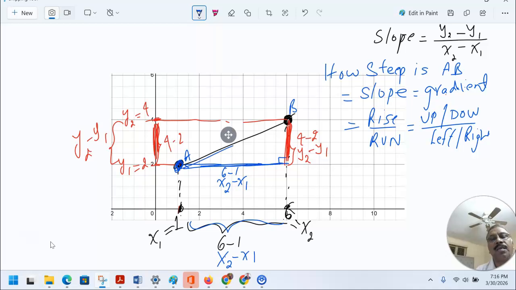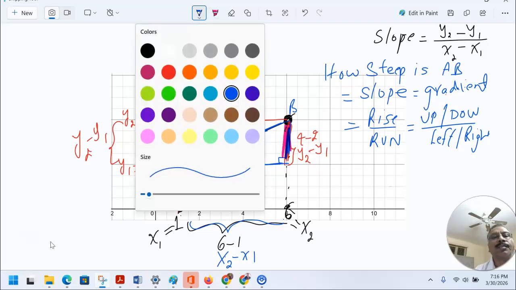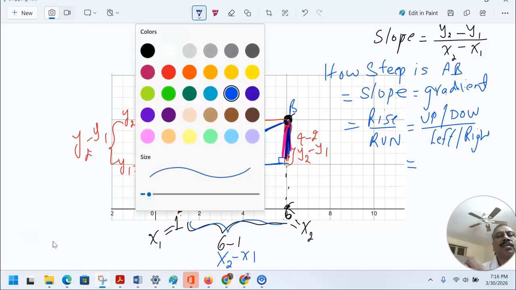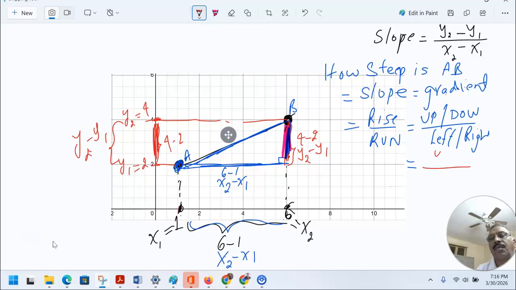So right now the point is rising. See, this point is going up. I mean, there's a rise. The red color is the rise. So in this case, the answer is y2 minus y1, the red color, divided by the blue one, x2 minus x1. For the slope, we use the letter m.